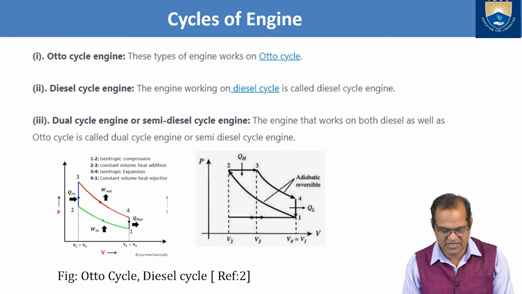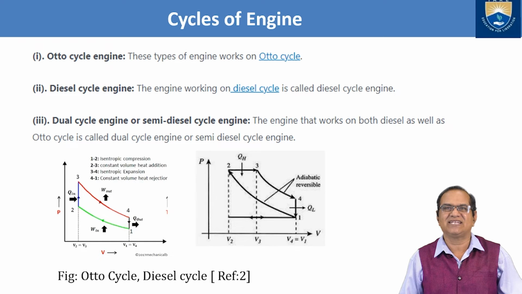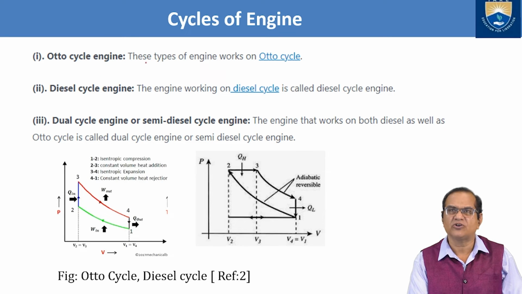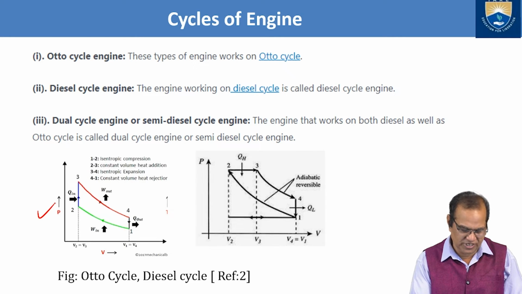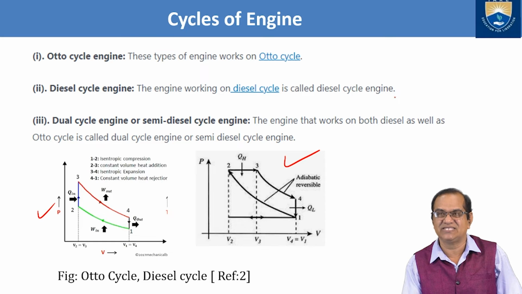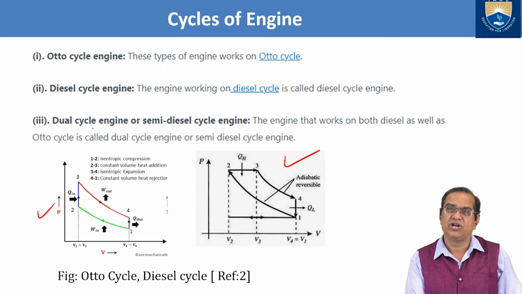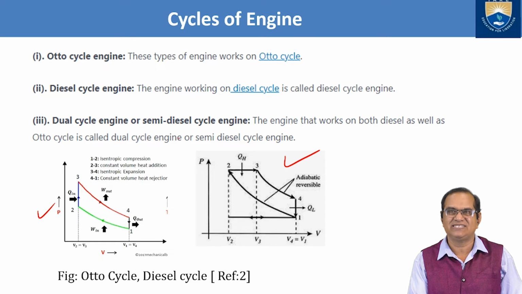Now, if we discuss cycles of the engine, we have different cycles like the Otto cycle, diesel cycle, dual cycle or semi-diesel cycle engine. This is the Otto cycle and this is the diesel cycle here. An engine working on the diesel cycle is called a diesel cycle engine. Some engines follow both: the engine that works on both diesel as well as Otto cycle is called the dual cycle engine or semi-diesel cycle. So what is the Otto cycle?